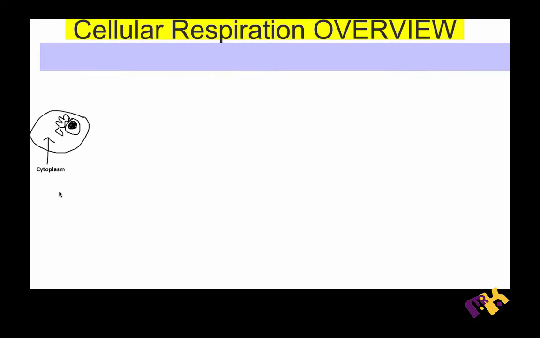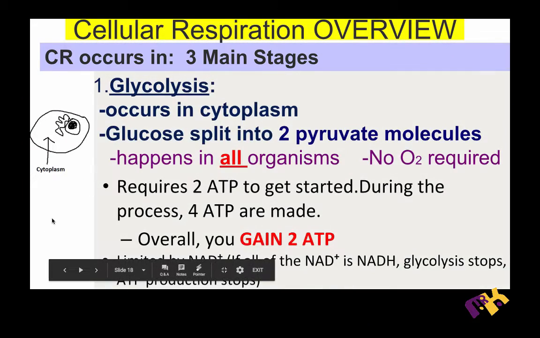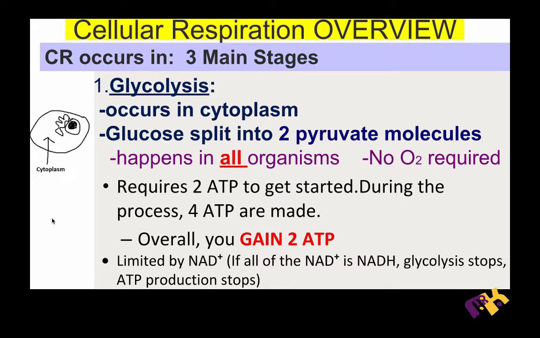All right, so here we go. 3-stage process. Stage 1, glycolysis. Occurs in the cytoplasm. What do we do? We take glucose and we split it into 2 pyruvate molecules. This happens in all organisms. Every single living thing that's cellular does this. Every cell on this planet goes through glycolysis. No oxygen is needed.